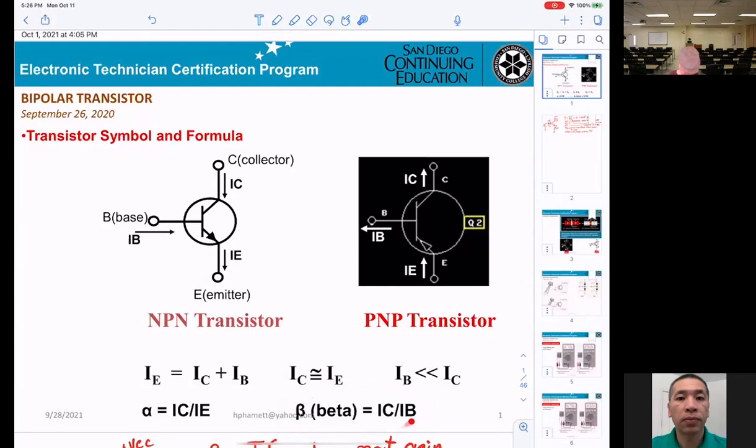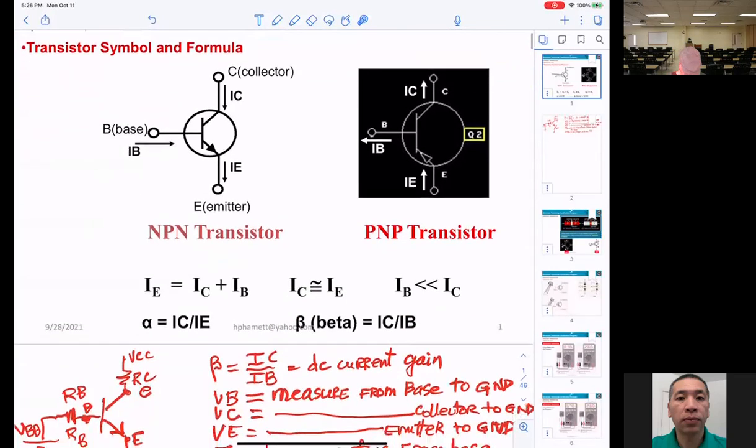This is the beta here, equal to IC divided by IB. Basically, that's the current gain of the transistor.